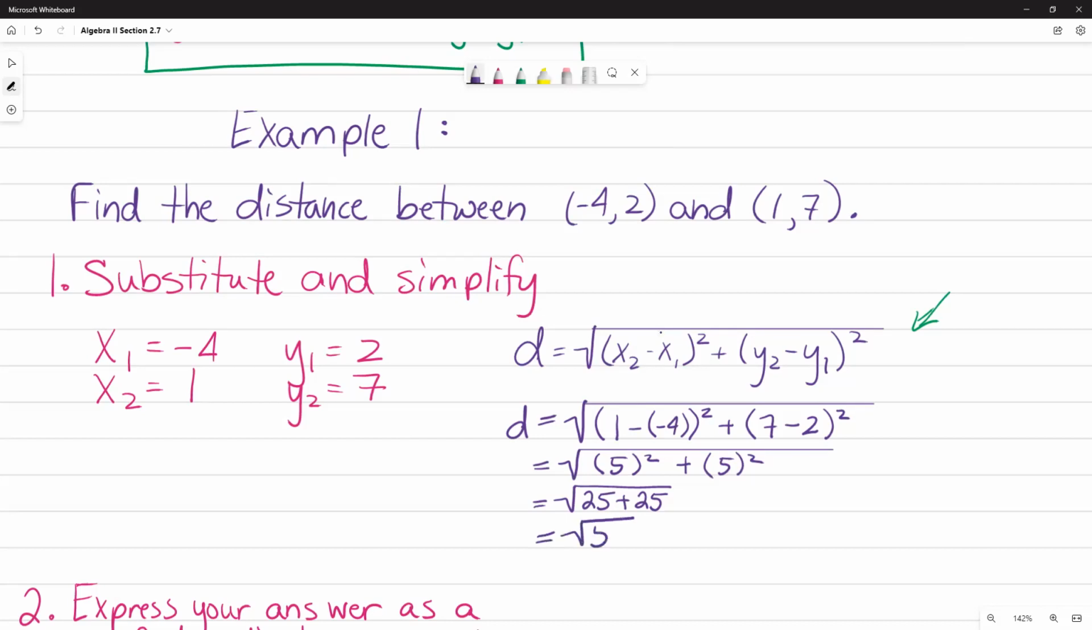the square root of 50. Now, we know that 50 is 2 times 25. And 25 is a perfect square. So we can't do anything with the 2, but this is 5 squared. So the square root and the 5 squared can cancel each other out. And so this ends up being 5 square root 2. That's our distance.